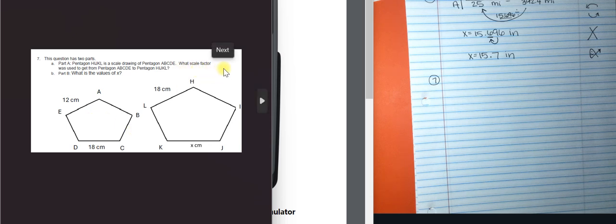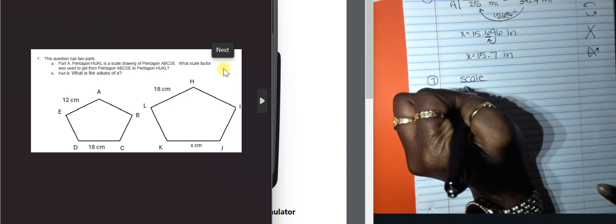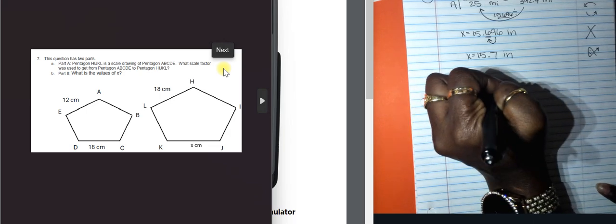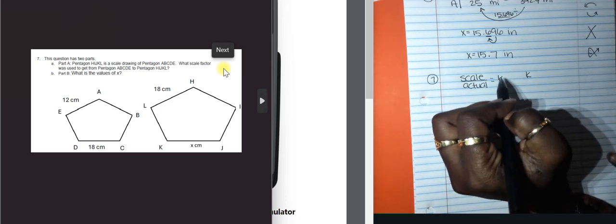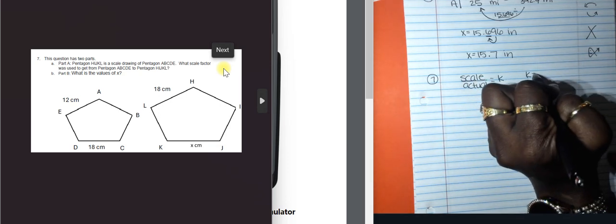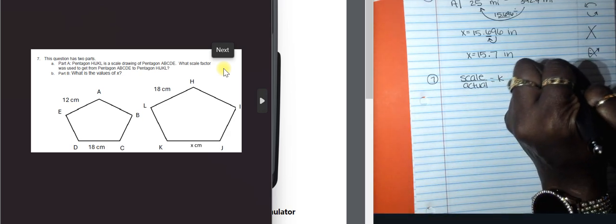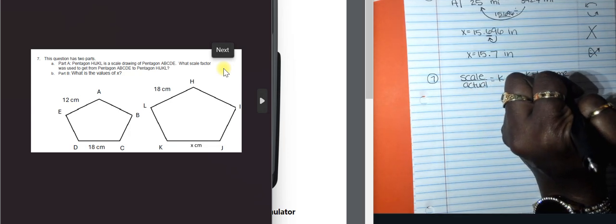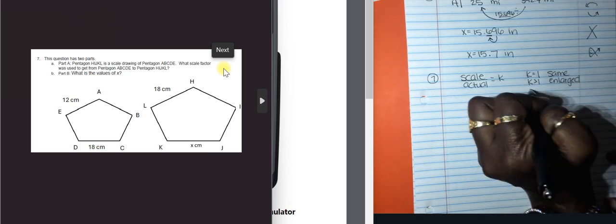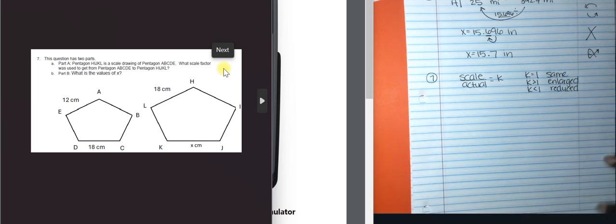And if we're talking about scale factor, I know that I need that formula. Scale over the actual should equal K. Remember that K tells us what we have done to the original, okay? So if K is equal to 1, that means we have the same size, okay? Remember that if K is greater than 1, then that means we enlarged it. And if K is less than 1, then that means we reduced the original. Okay, so there's a few tips for us to remember about that, okay?